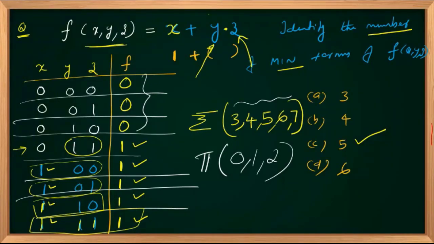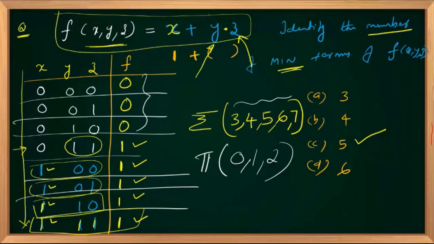Those 8 combinations are written here. Each combination will have a min term as well as a max term. It is asked to identify the min terms, the number of min terms. To identify the min terms, you should identify those combinations at which the function f equal to 1. Is that clear? Min terms imply those combinations at which function f equal to 1. And this is the expression of the function.